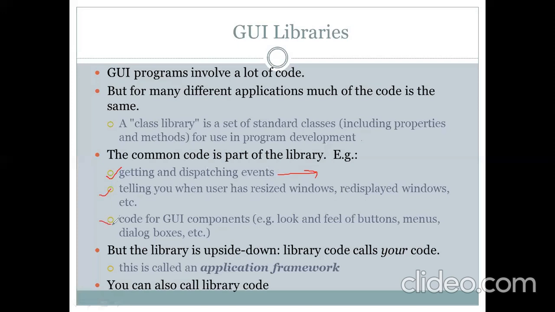The third one is code for the GUI components, such as buttons, menu bars, dialog boxes, etc. So we will look at different GUI applications and tools, with their different buttons, menu bars, and dialog boxes. The library is top to down: the library code calls your code, and you can call library code anytime.